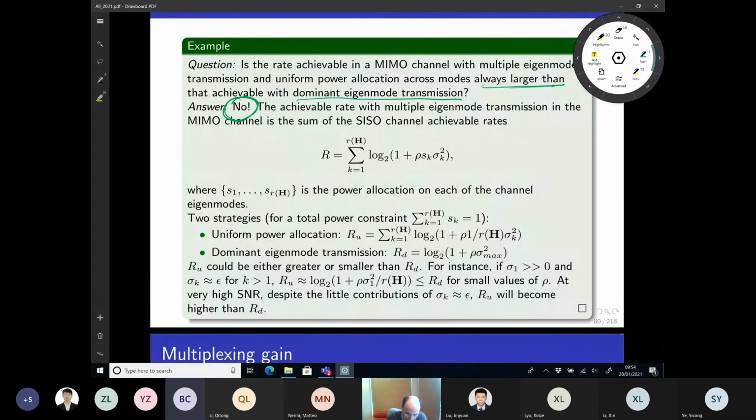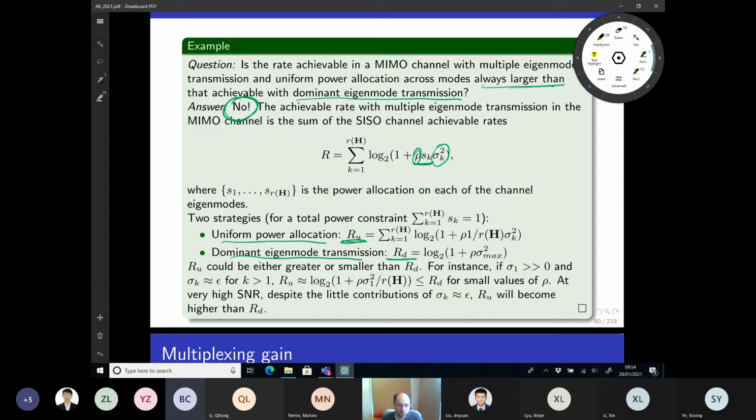If you have two strategies, uniform power allocation and dominant eigenmode transmission, be careful. It does not mean that transmitting more streams, multiple streams with uniform power allocation, always gives you higher rates. It will really depend on the SNR and essentially the strength of your eigenvalues. Right? So you can have both. The uniform power allocation could be larger than the dominant eigenmode, and you could have the opposite as well.